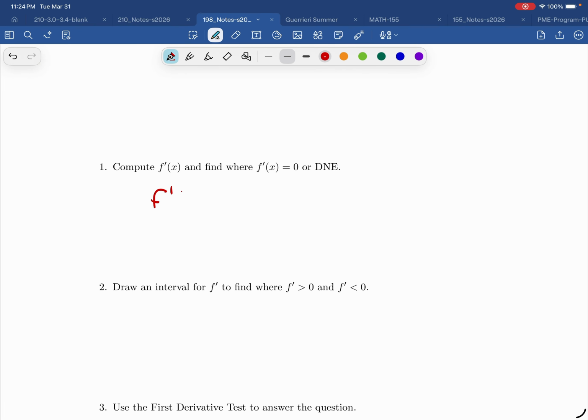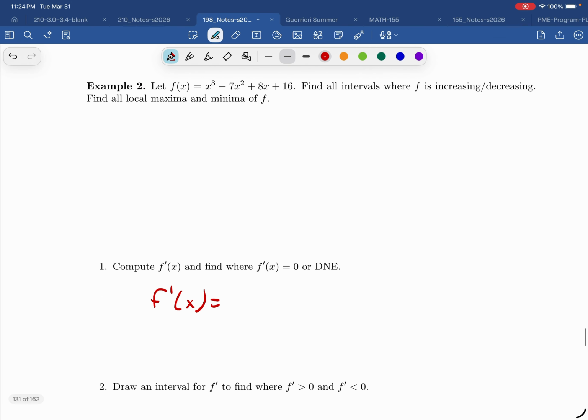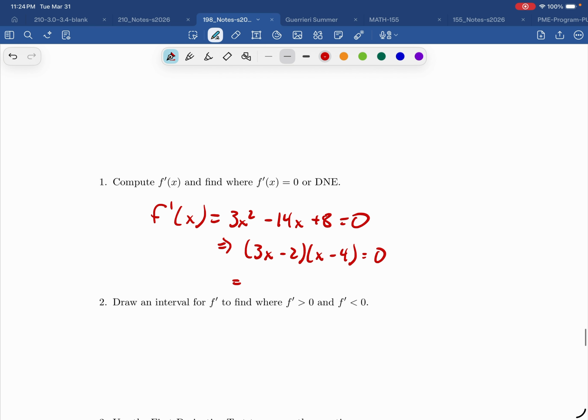Find f prime of x, find the critical numbers. In this case, that's going to be 3x squared minus 14x plus 8. I think it's going to exist everywhere, right? It's a polynomial. Derivatives always exist. So we set it equal to 0. We do a little bit of factoring. We get 3x minus 2 times x minus 4 equals 0. Checks out. And so that means that x equals 2/3 and 4. So these are the critical numbers of f. These are the numbers where the derivative equals 0.